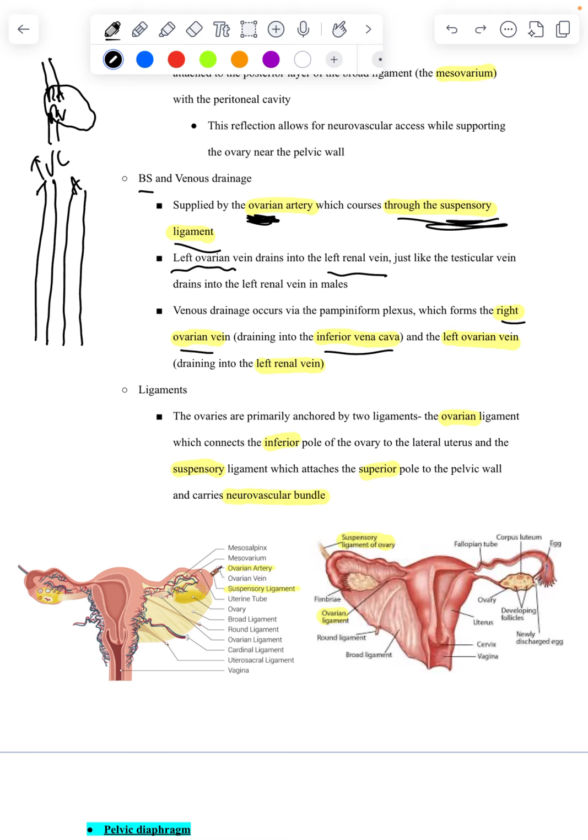So usually the stuff on the right will drain right into your IVC. Whereas something from the left, it's kind of a long process to go to the IVC. So it'll drain into a vein, like the renal vein, which will then drain into the IVC. So the left ovarian vein goes to the left renal vein, which would then go to the IVC. But the right one just goes directly into the IVC.